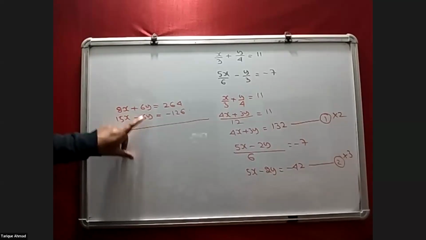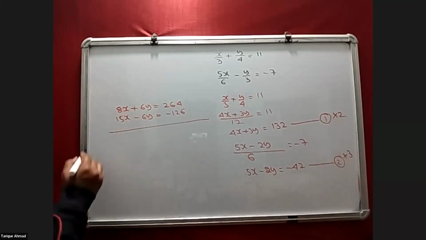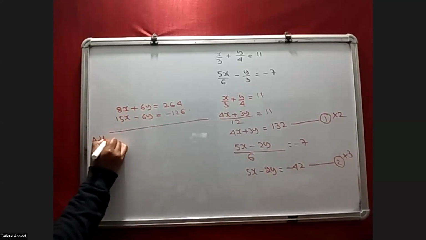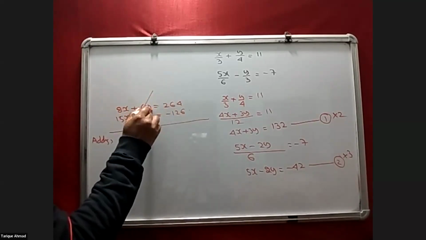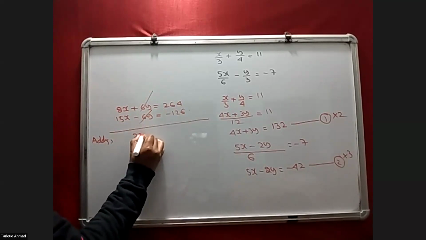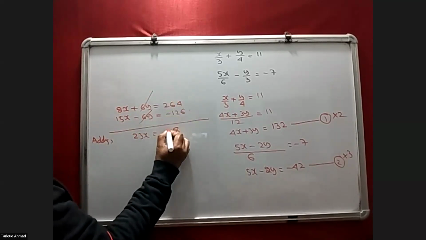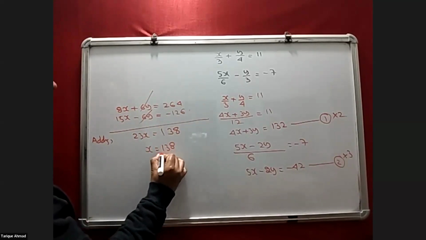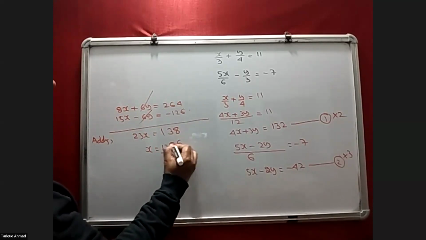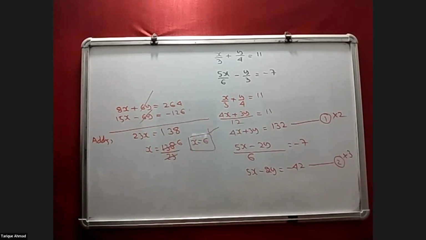Sir, addition. Equated coefficients have different sign, so we should go for addition. So adding, in case of addition, signs remain same, no change. 23x equals 138. X equals 138 by 23, which is 6. So x is equal to 6. We get the value of x.